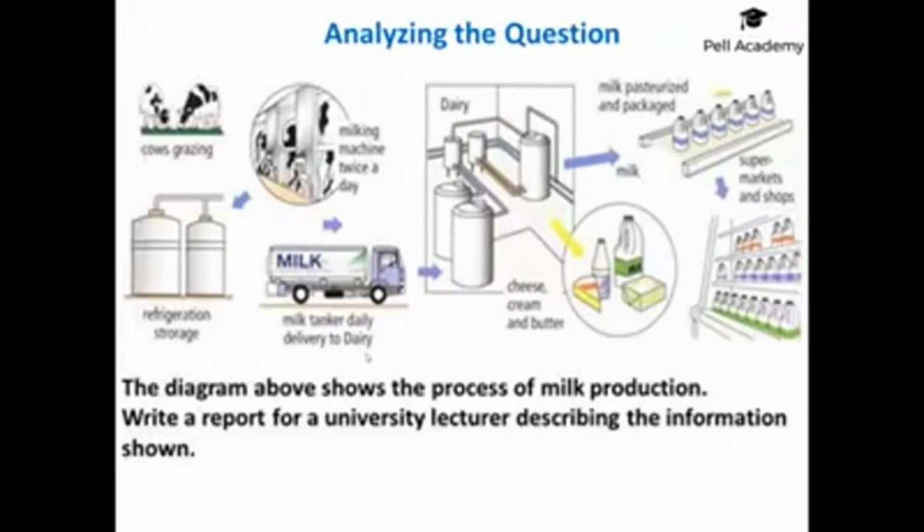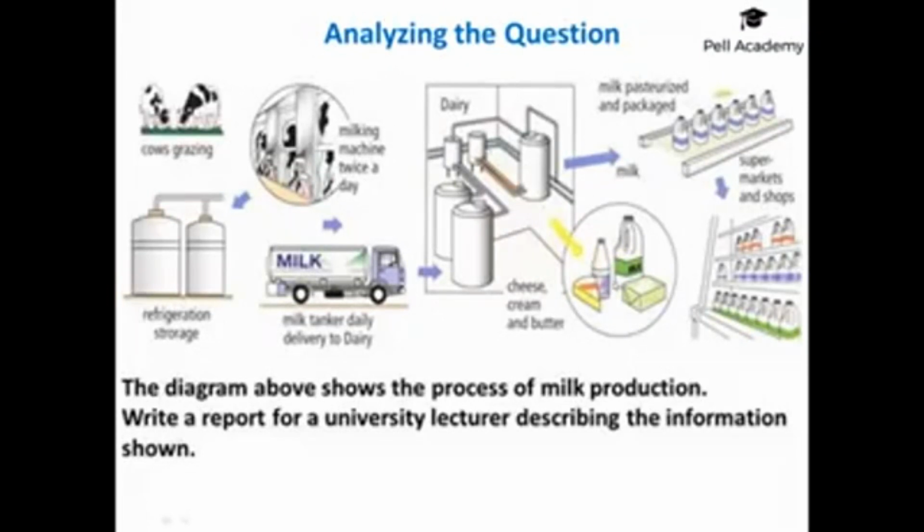So in analysing the question, I think what's important here is the blue arrows. So you've got 1, 2, 3, 4, 5, and that would be the main part of the process. Outside of the main process is cows grazing, but there's no blue arrow connecting the cows grazing to the milking machine. So just to note that this is kind of like an outside piece of information. And also the yellow arrow here. So this is just extra information.